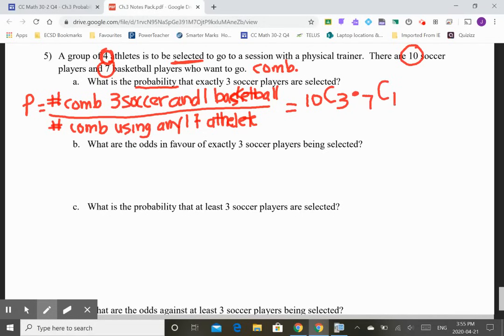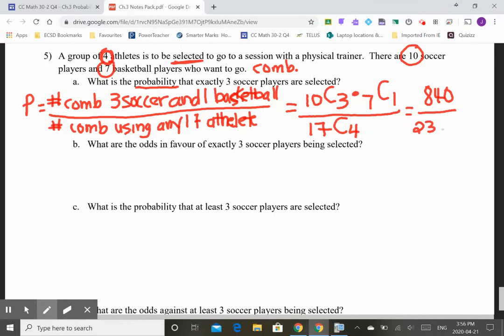There's our numerator. In the denominator, I'm not worried about basketball players or soccer players. I just am worried about the fact that I have 17 athletes and I need to choose 4 of them. That is the total number of combinations. 10 choose 3 times 7 choose 1. You can put that into your calculator. That gives you 840 combinations. 17 choose 4. You can put that into your calculator as well.